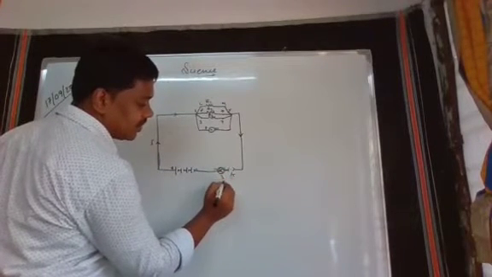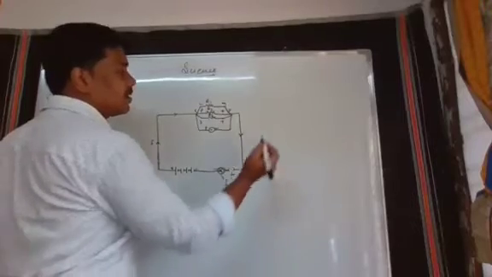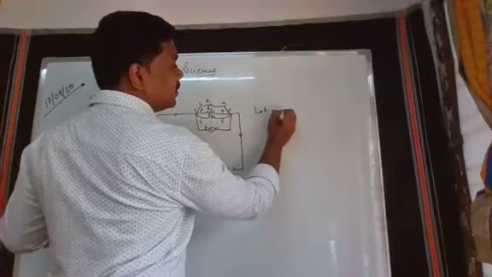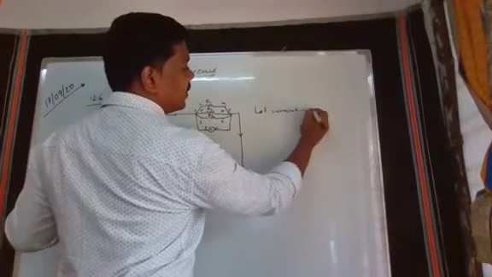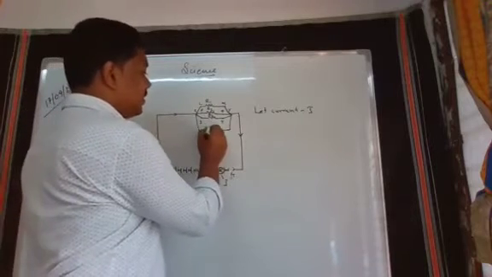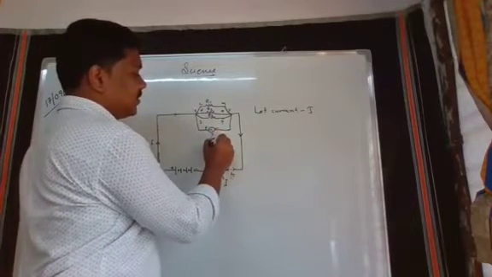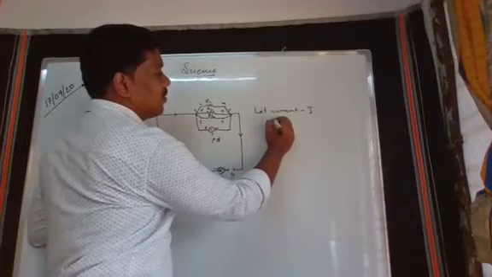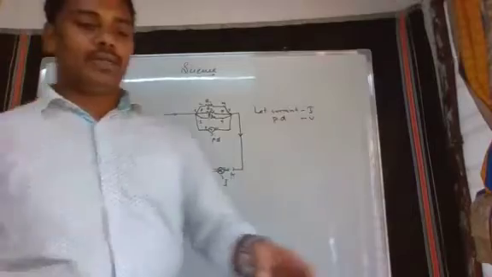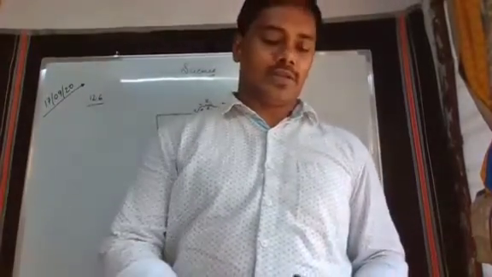What is in the ammeter? Current I. So let the current be I. And also we want to check the voltmeter reading. What is in the voltmeter? Potential difference. So let the potential difference be V. Okay, till there we completed. So what is the next step?